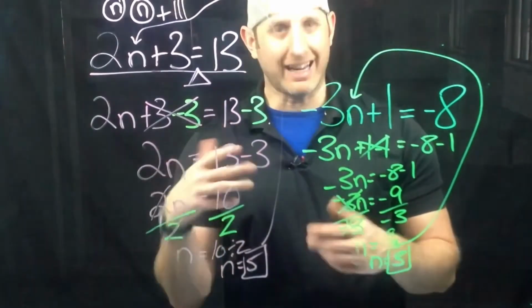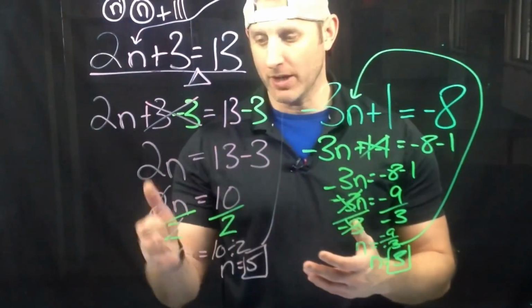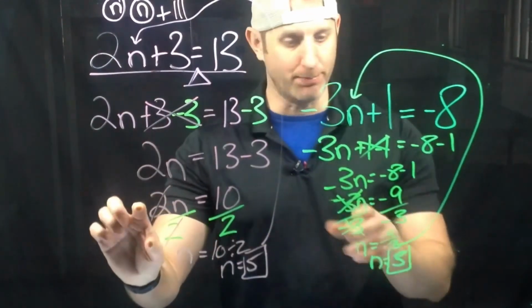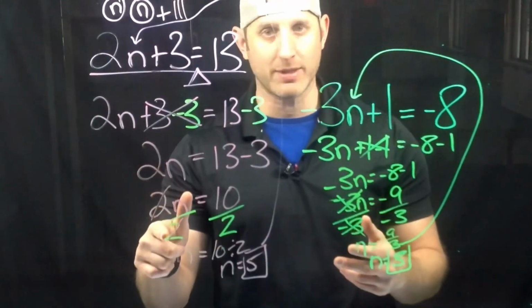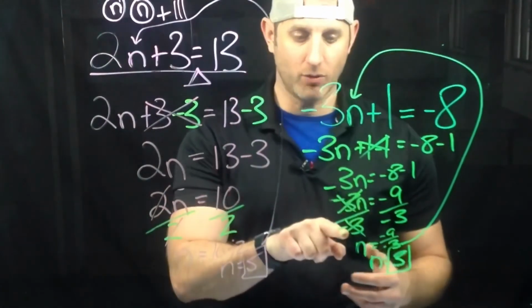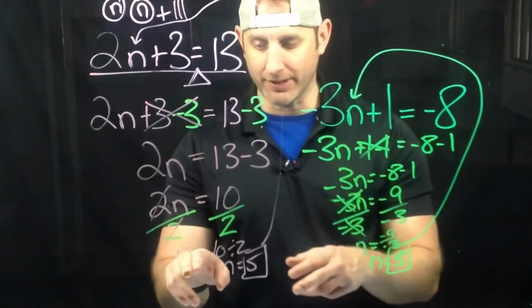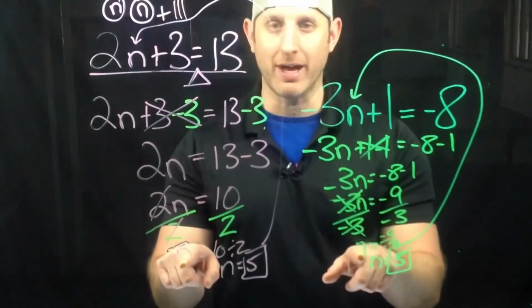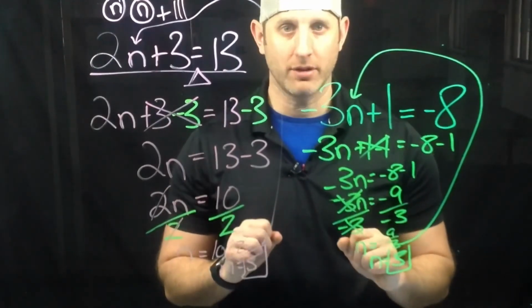Then, again, you're in one-step algebra. Just simply do the opposite operation with the number that you see. In this case, both of them were multiplication, so we divide by the number that was there. 2n was divided by 2. Negative 3n was divided by negative 3. Once you have that, you've canceled it out. You've got just the variable by itself. Just do the math. You get your answer.